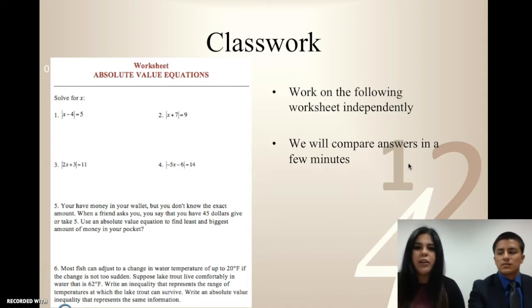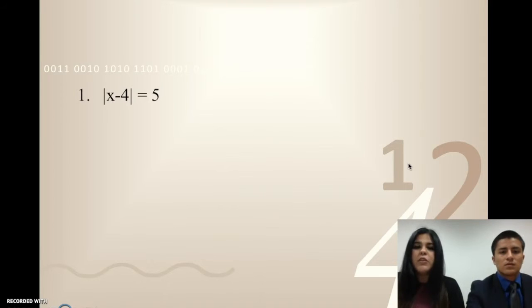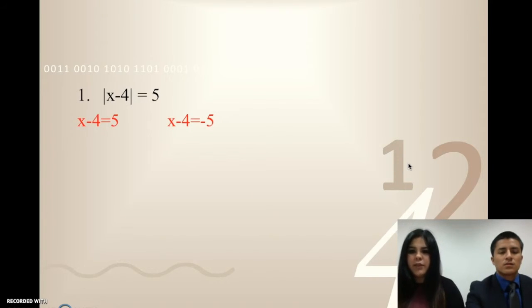So number 1, what did you get for number 1? Okay, so let's work through it together. We have absolute value of x minus 4 equals 5. Again, we split them up into two separate equations with a 5 and a negative 5. So if we add 4 to both sides on both equations, we will get x equals 9 and x equals negative 1. Did everyone get this?